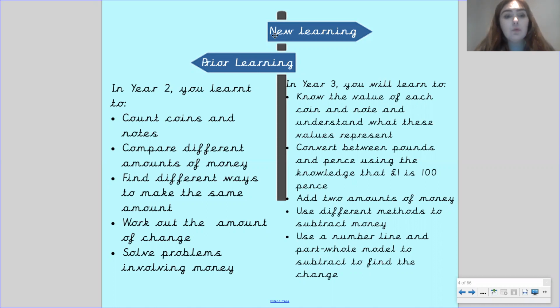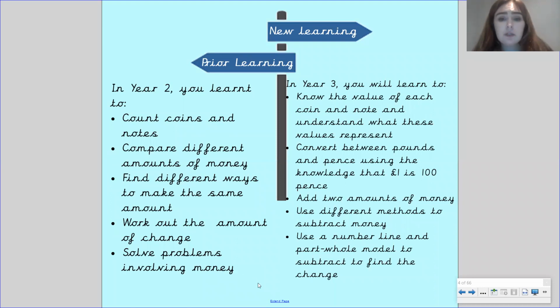And this week we are moving on to learning about money. So in year 2, your prior learning, what you've learned before, you learnt to count coins and notes, to compare different amounts of money, to find different ways to make the same amount of money, to work out the amount of change, and to solve problems involving money.